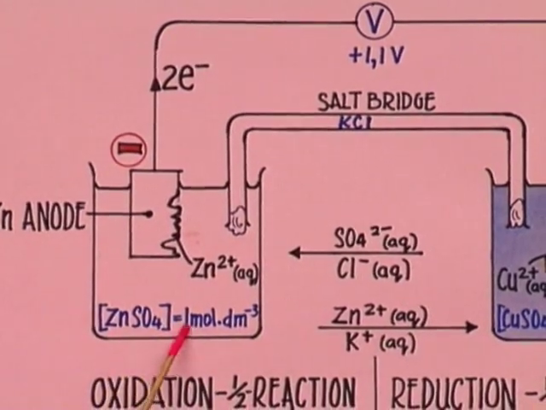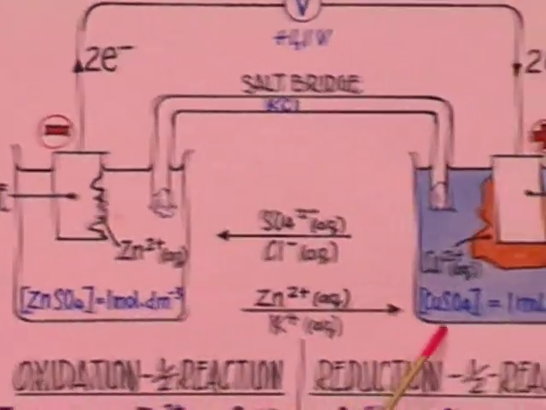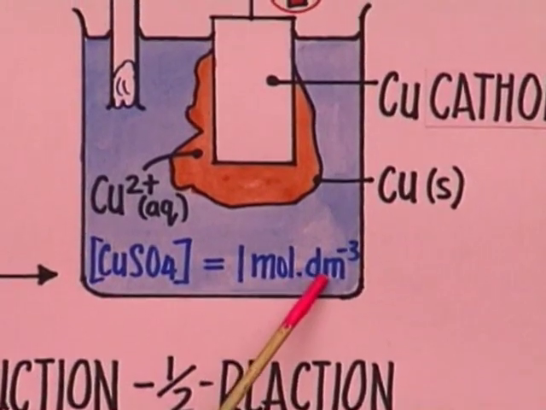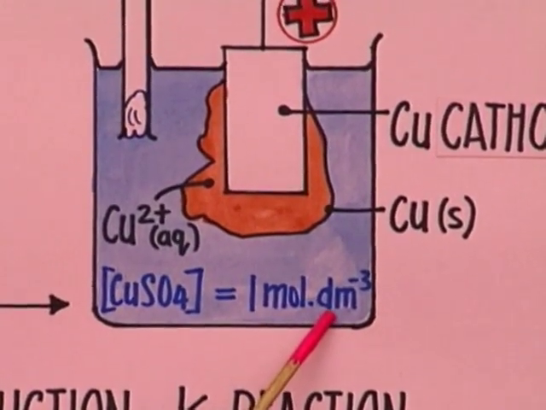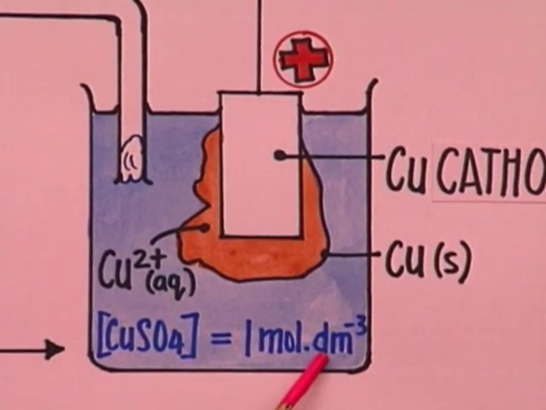Zinc sulfate in this case has a concentration of 1 mole per cubic decimeter, and the copper sulfate solution also has a concentration of 1 mole per cubic decimeter. And the temperature at which we have to work is 298 Kelvin. Those are what we call standard conditions.